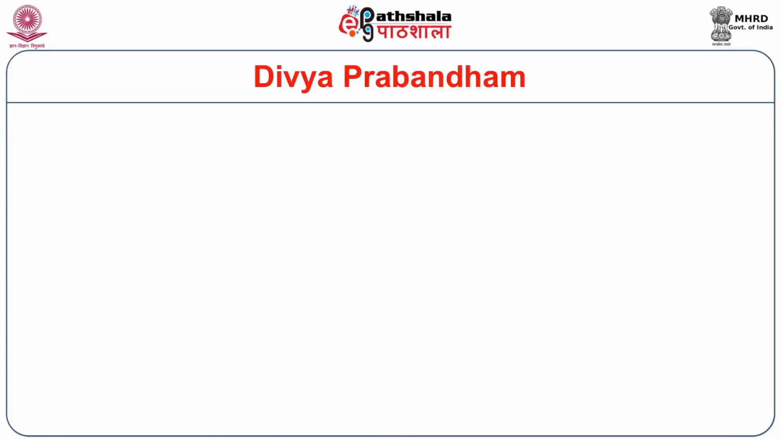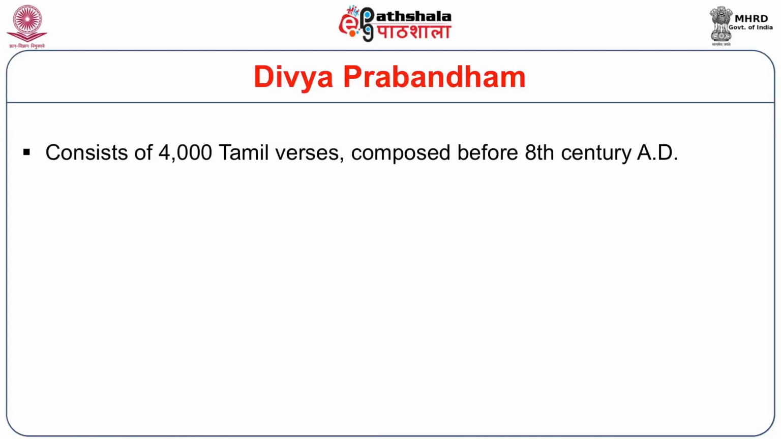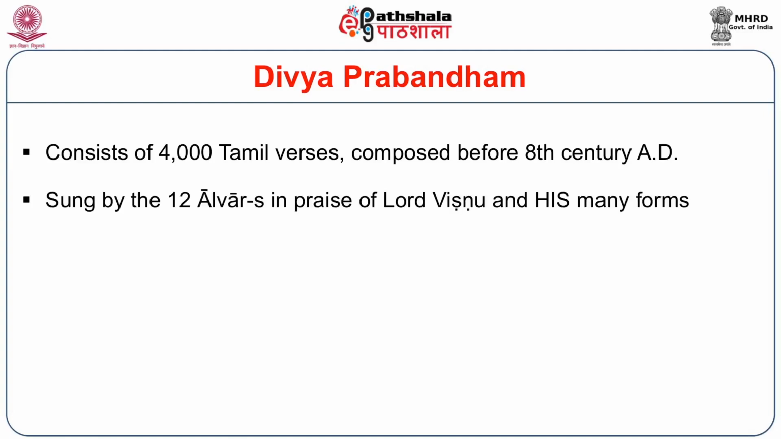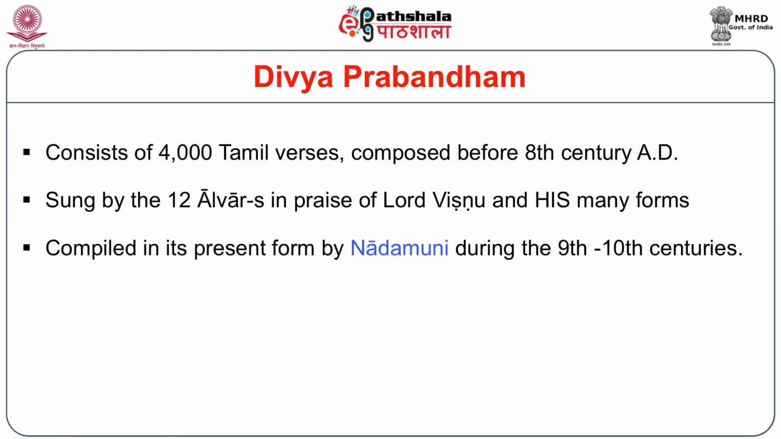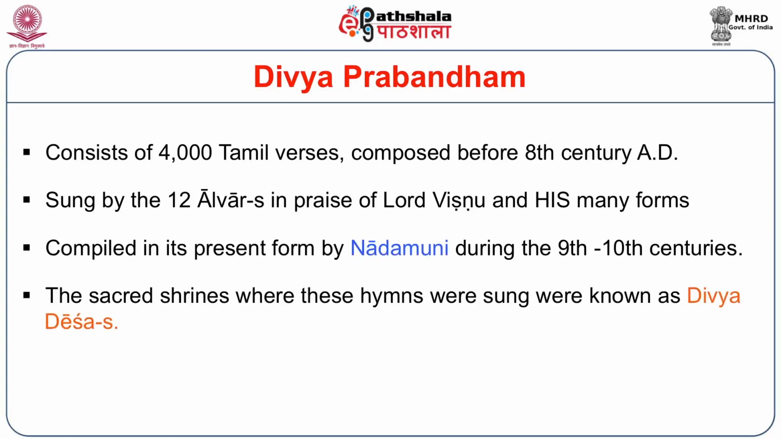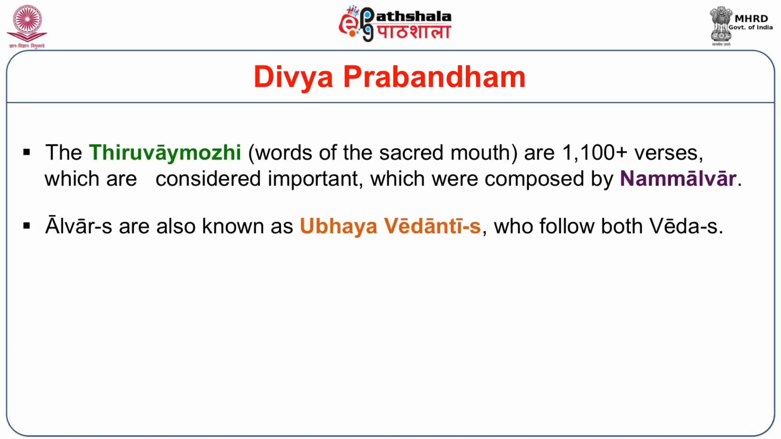With respect to the Divya Prabandham, there were at least 4,000 plus verses composed before the 8th century, all in praise of Lord Vishnu. They were called the Nalayira Divya Prabandham. They were sung by the 12 Alvars on Lord Vishnu and many of his forms. In its present form, it was compiled by Nadamuni in the 9th to 10th centuries. These were sung on the gods, and the places were known as the Divya Desas. The Tiruvaimozhi, also 1,000 plus verses, was considered important, and was composed by Nammalvar.